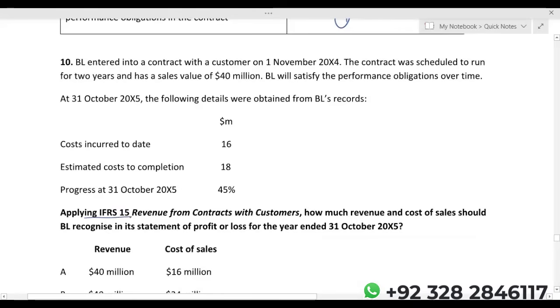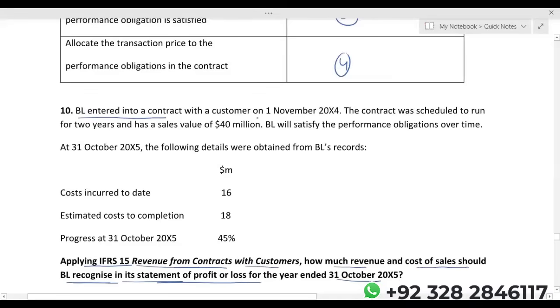applying IFRS 15, revenue from contracts with customers, how much revenue and cost of sales should BL recognize in its statement of profit and loss for the year ended October X5? Let's see.